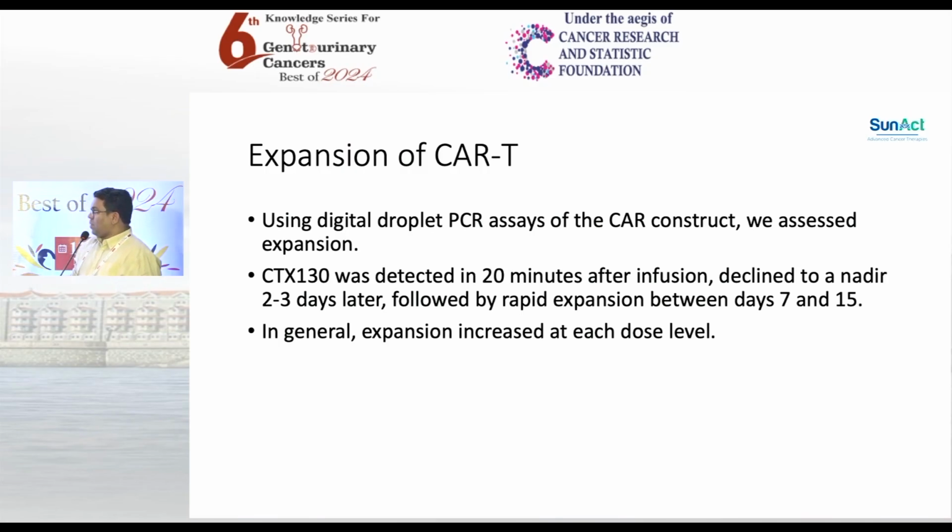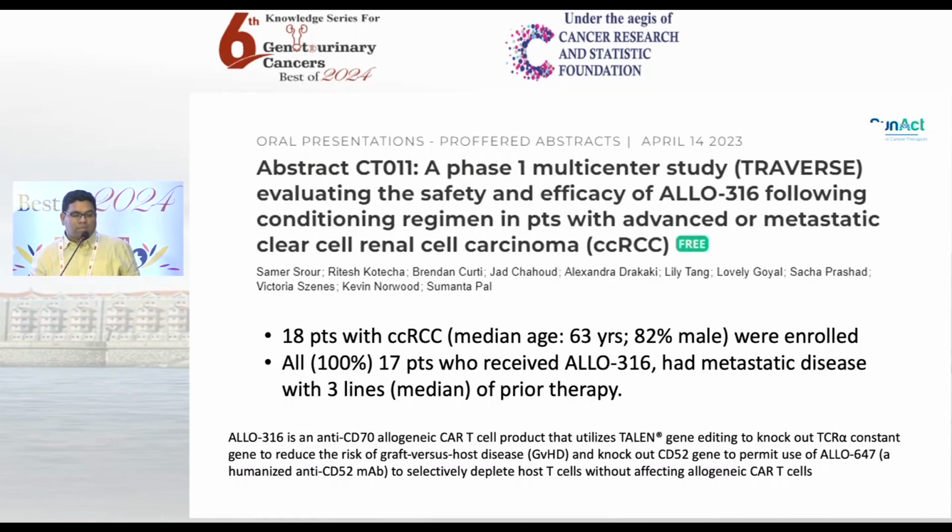Now let's see how was the sustainability here, and that would determine in future if they plan to give multiple cycles in these patients. You would see that it was detected within 20 minutes after the infusion. It declined to a nadir in 2 to 3 days, followed by rapid expansion between 7 to 15 days. And at all dose levels, they saw that the expansions of CAR T did happen in the blood.